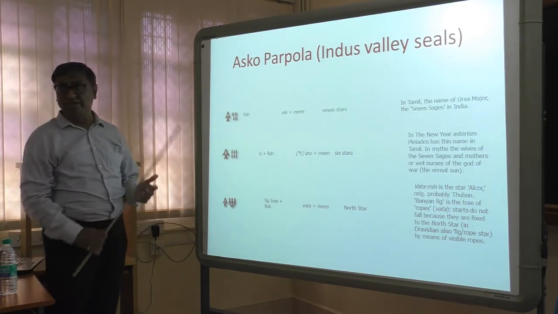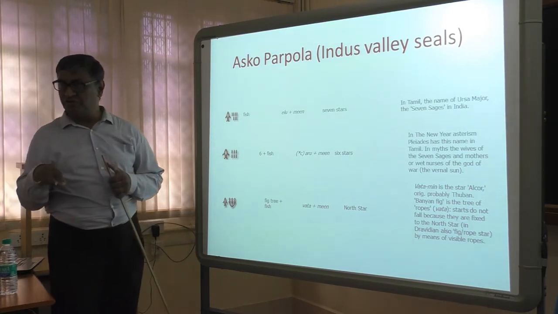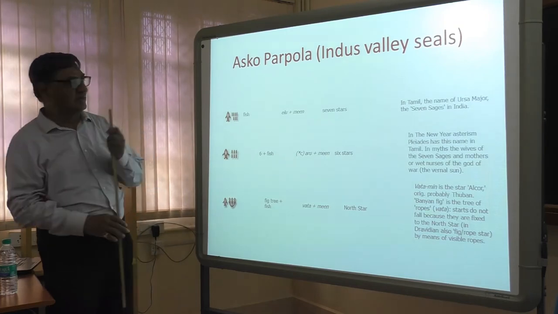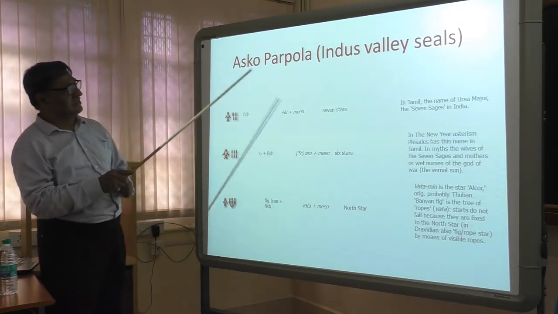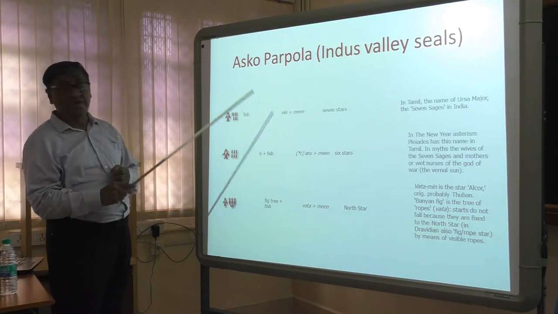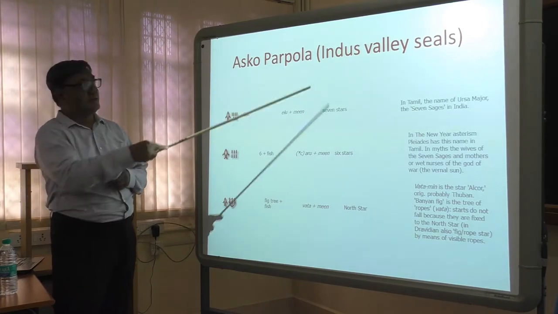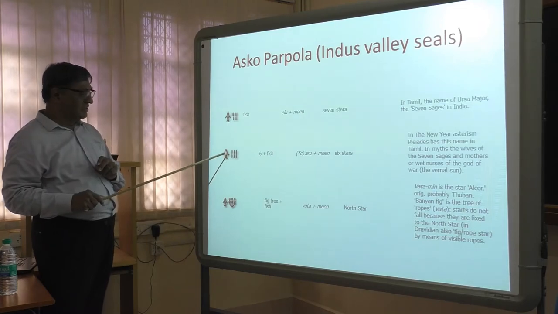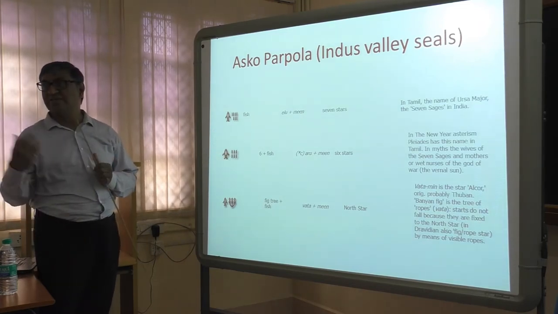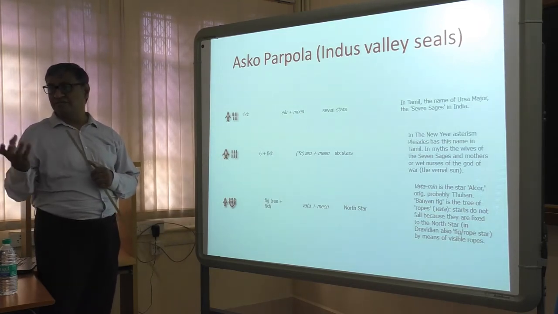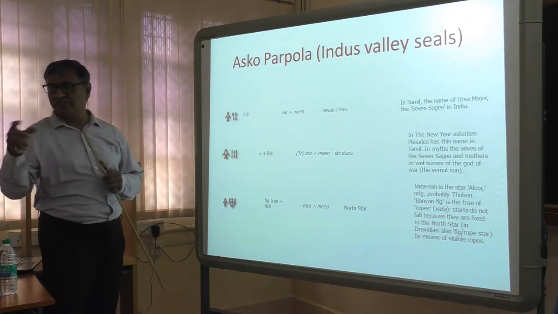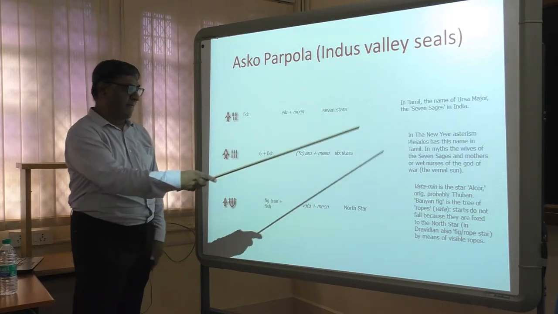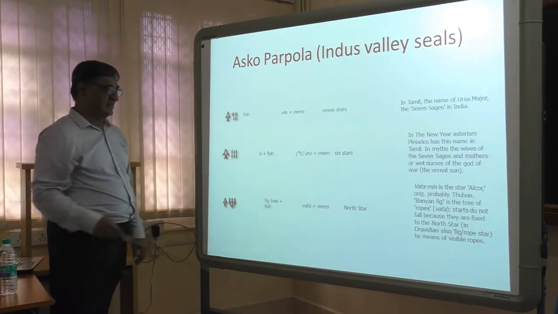Fish in Tamil is meen. Meen represents fish, and also star. The word meen actually means star. So these are some of the things done by the Swedish scientist Asko Parpola. He has given the interpretation. Similarly, six strokes and meen, Arumeen, that represents Karthika. In fact, Muruga is also associated with six stars, etc. So Arumeen, Arumeen, and for place.